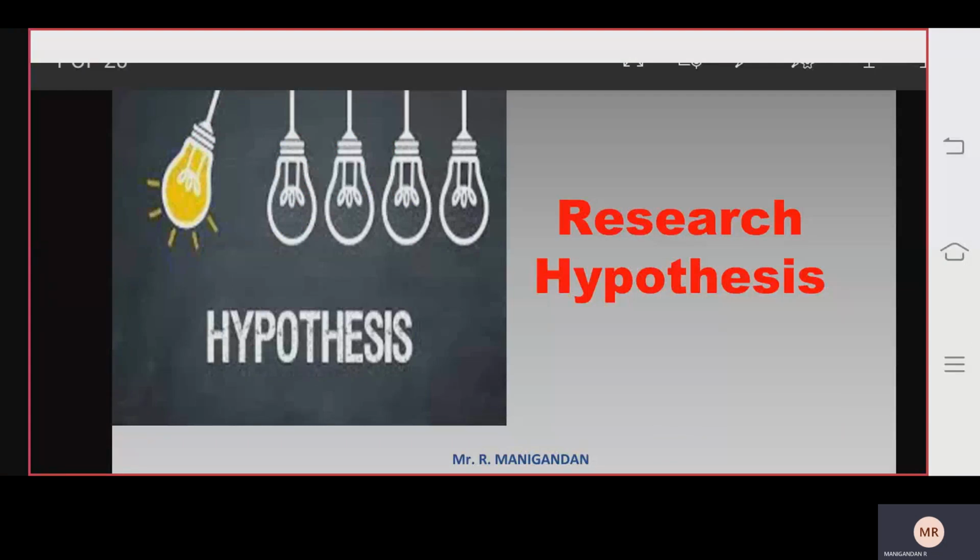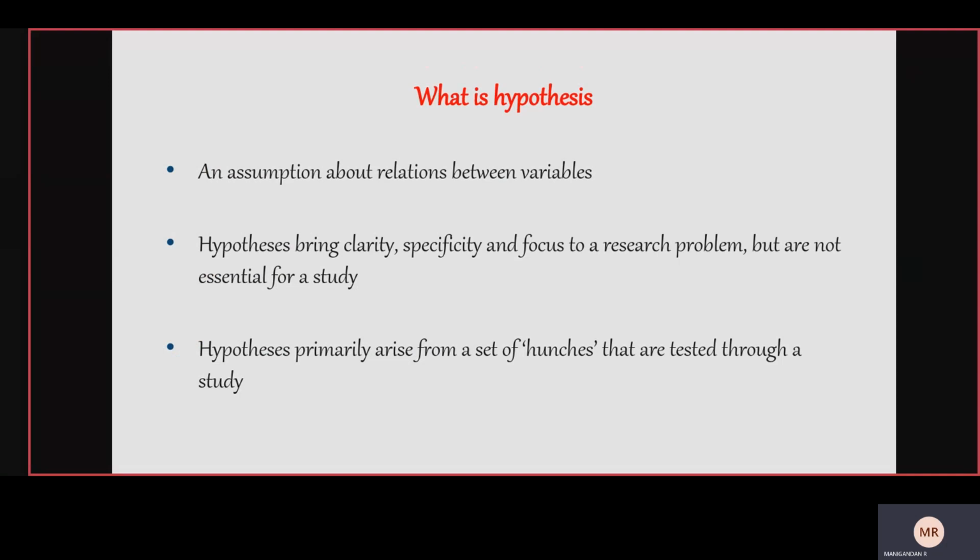Today we are going to discuss the research hypothesis. First of all, what is a hypothesis, why is it useful for research, and what are its benefits? A hypothesis is an assumption about the relationship between variables. Here there are two variables: one is the independent variable and the other is the dependent variable. The relationship between the two variables is called the hypothesis.